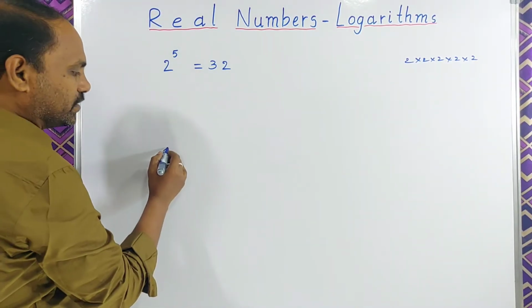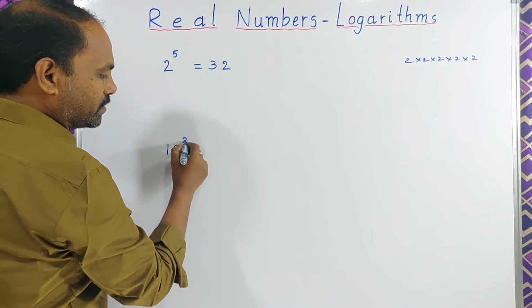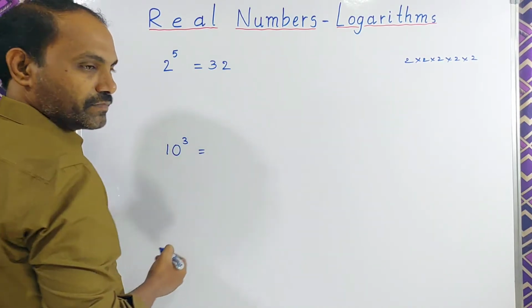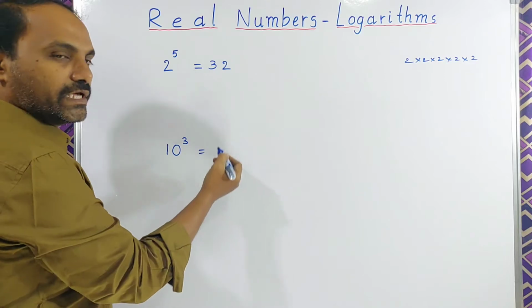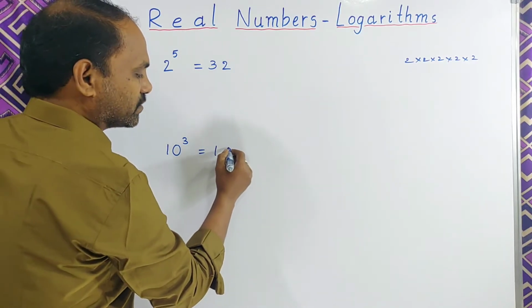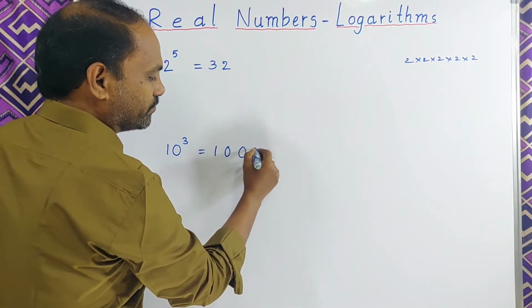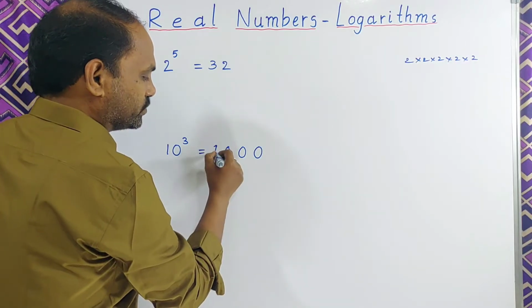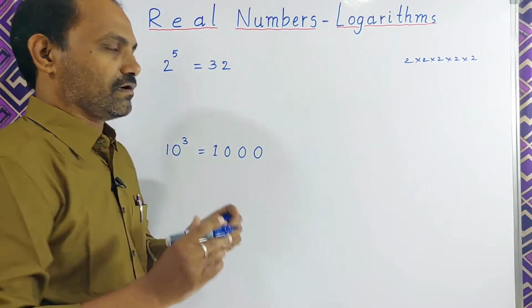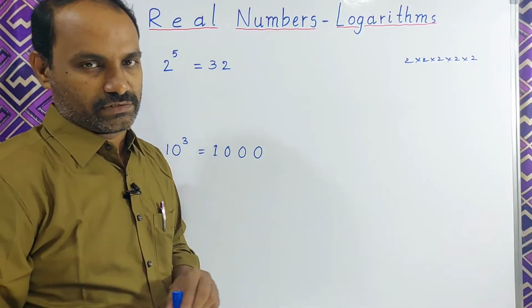Next, 10 power 3. How much is 10 power 3? 10 into 10 into 10 means 1000. Students, concentrate here. What is the logarithm? First concept you should understand here.